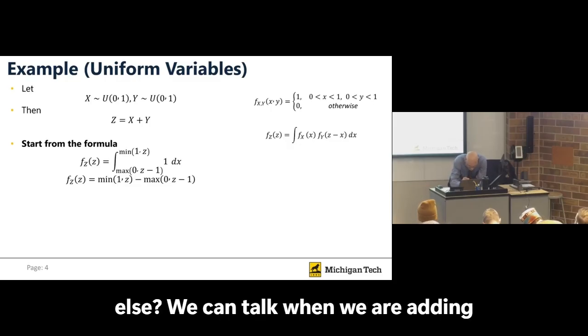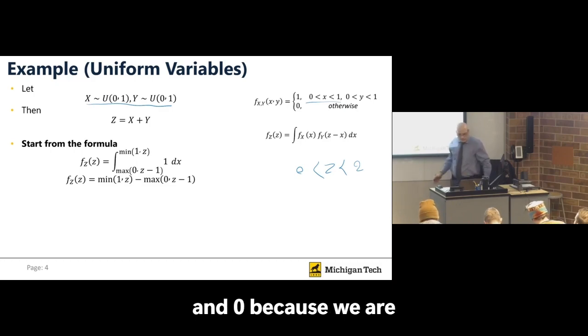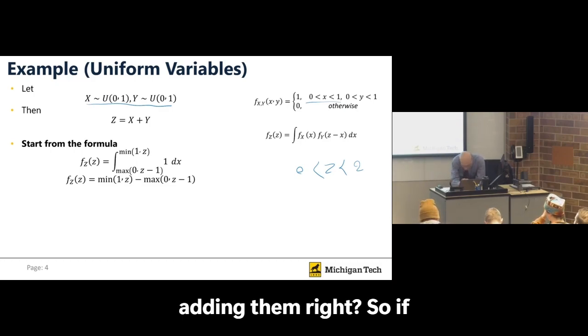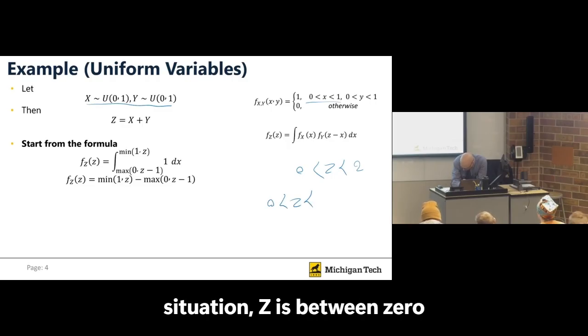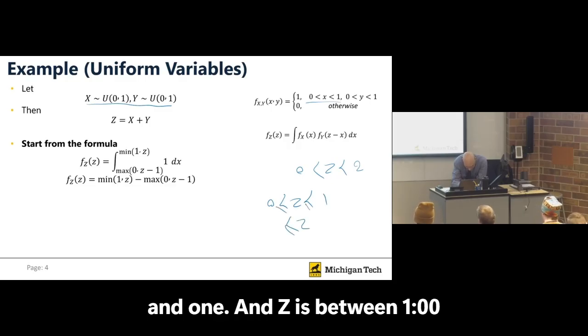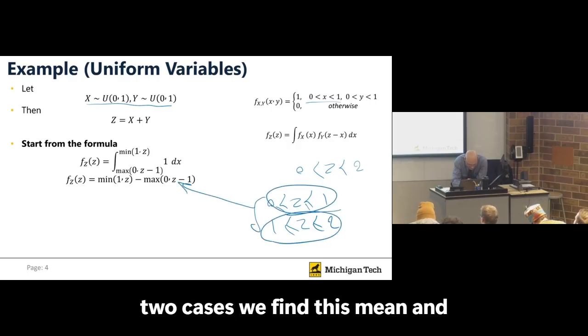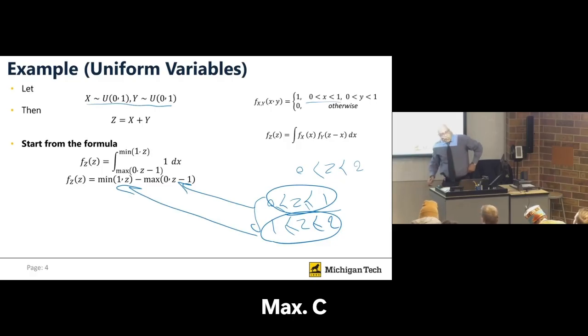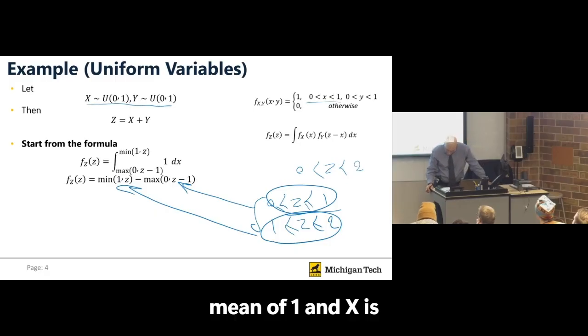OK, what else can we talk about? When we are adding these two, if x is less than 1 and y is less than 1, z is between 0 and 2, because we are adding them, right? So we consider z in two situations. Z is between 0 and 1, and z is between 1 and 2. In these two cases, we find this min and max. If z is between 0 and 1, the min of 1 and z is what?